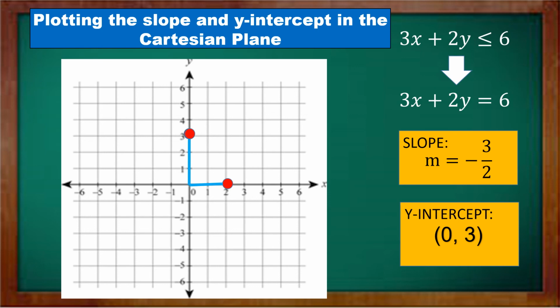Now it's time for us to connect the 2 points. Yes, we will use a solid line because the given inequality uses less than or equal to. And as we have observed, the arrow rises up on the left side of the origin. It is because our slope is negative.